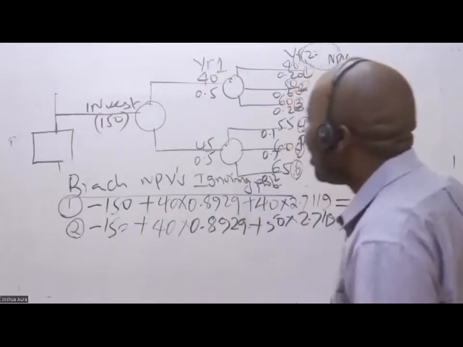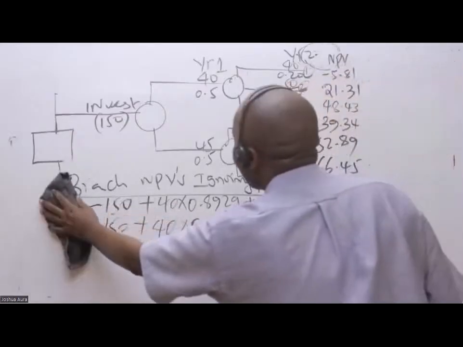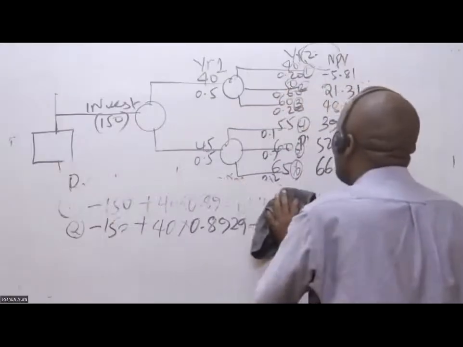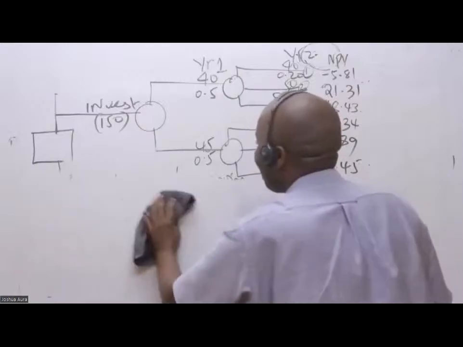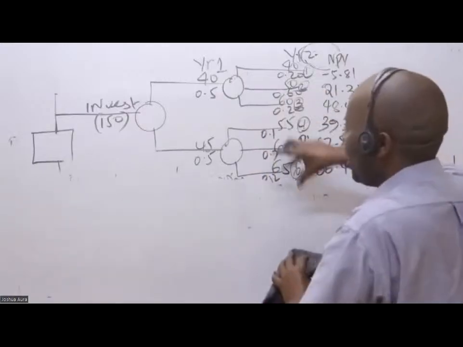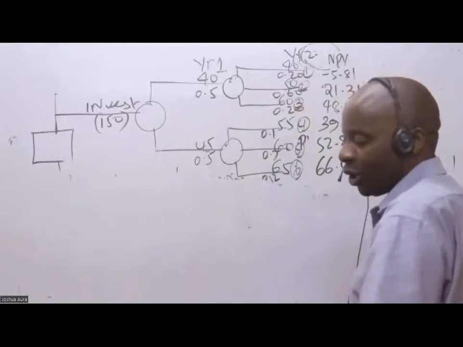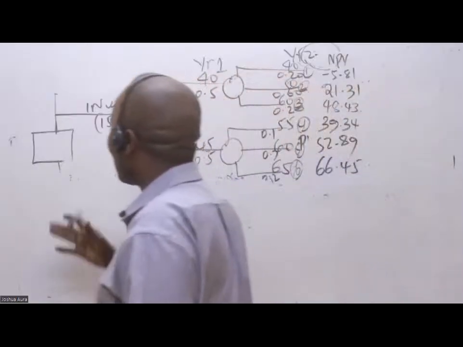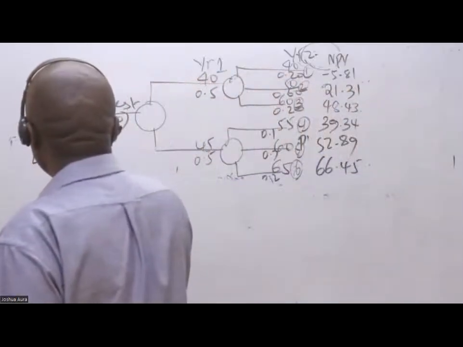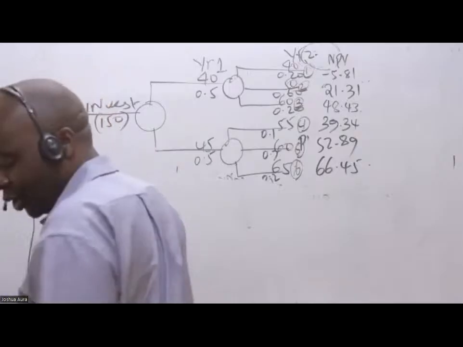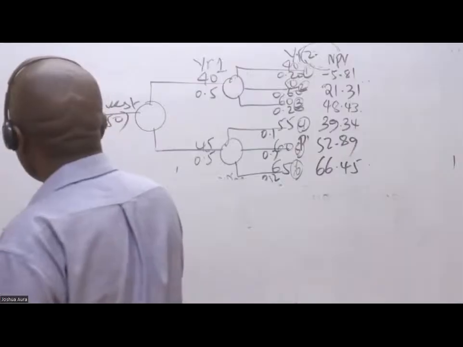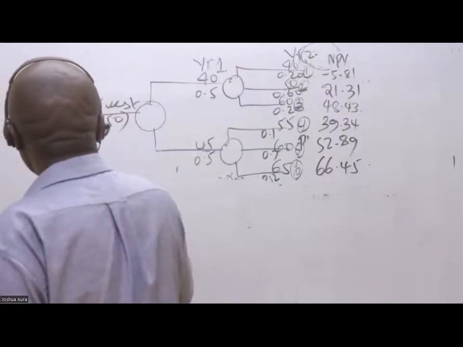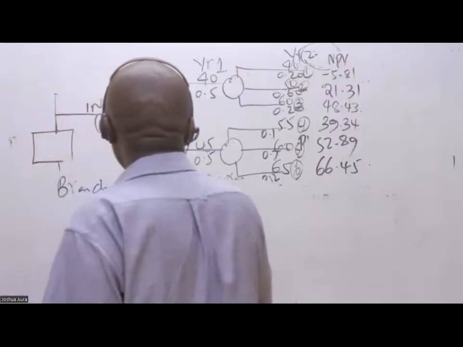Now, after this, the next step will be for us to compute joint probabilities. So the third step: draw the tree, get NPVs, go to the joint probabilities. So come and calculate the joint probabilities for the branches. Branch joint probabilities.